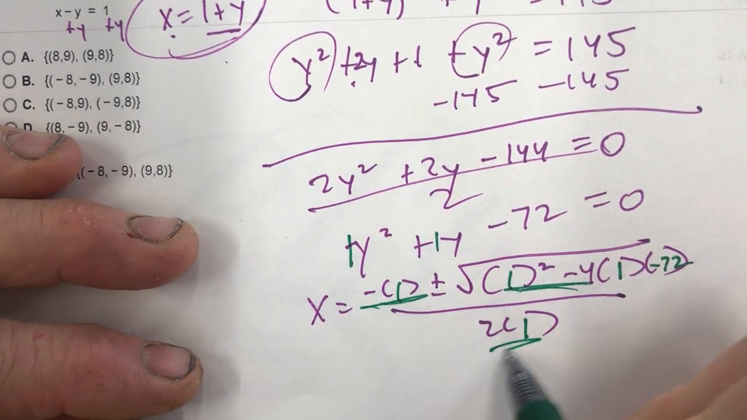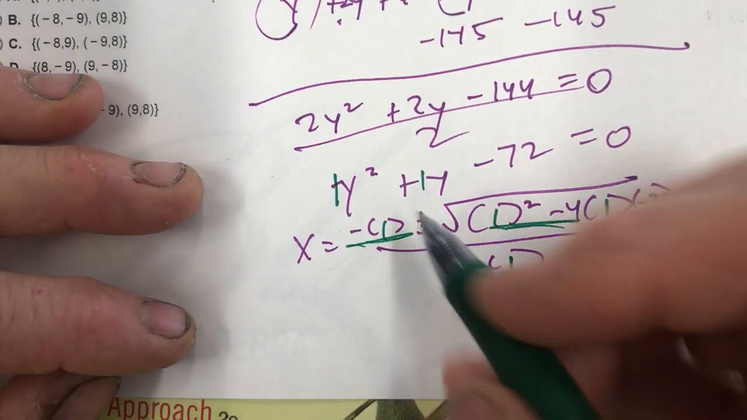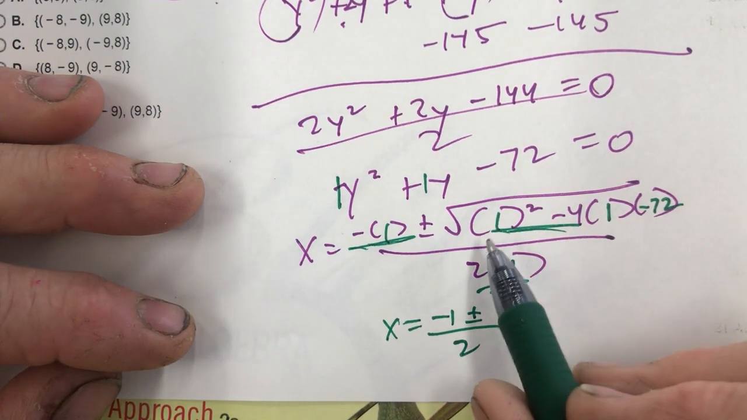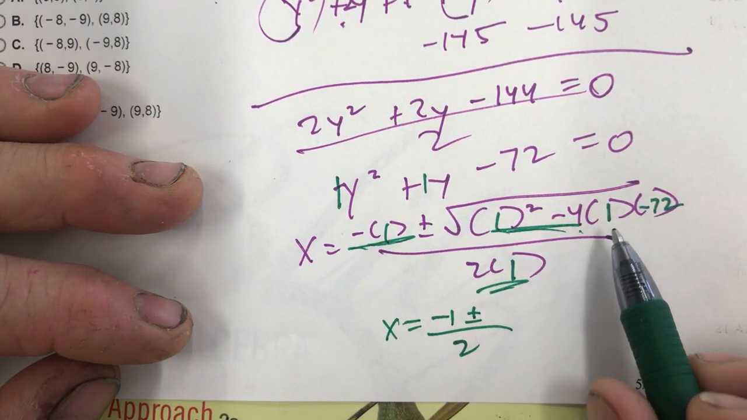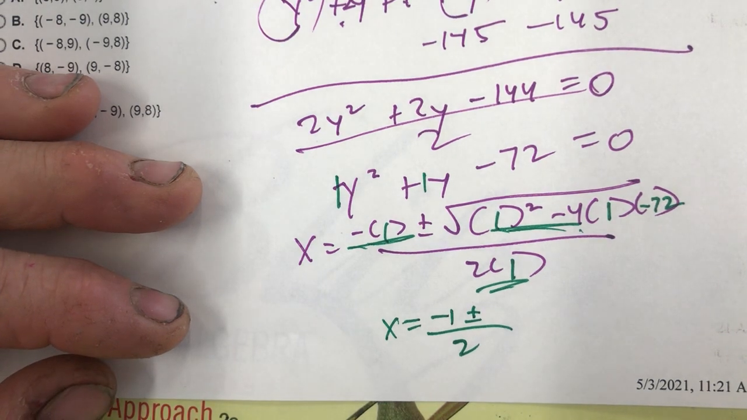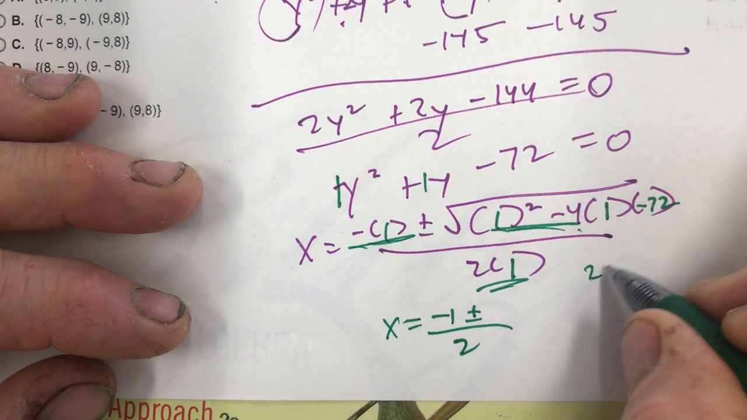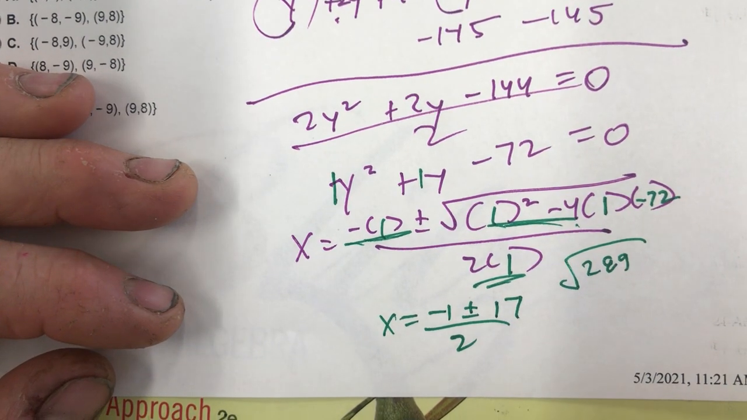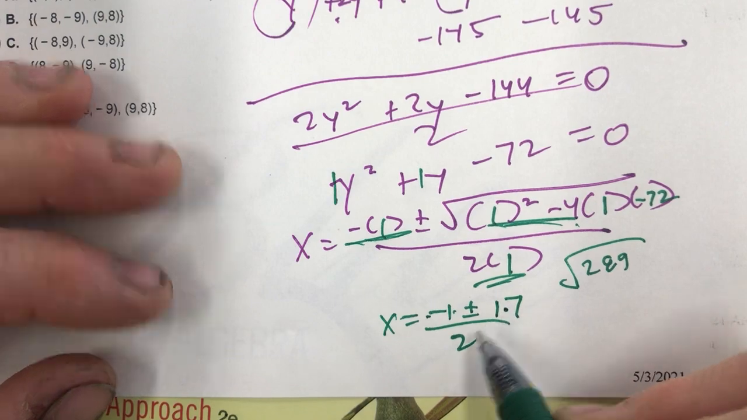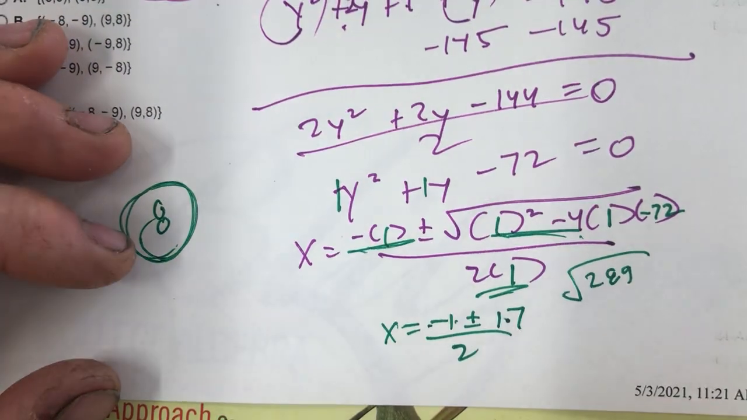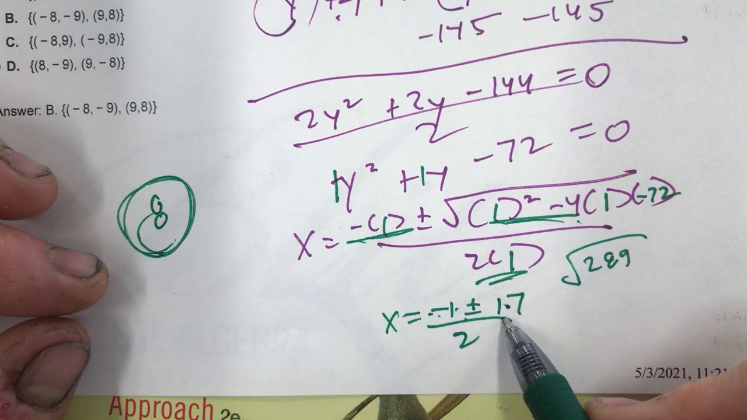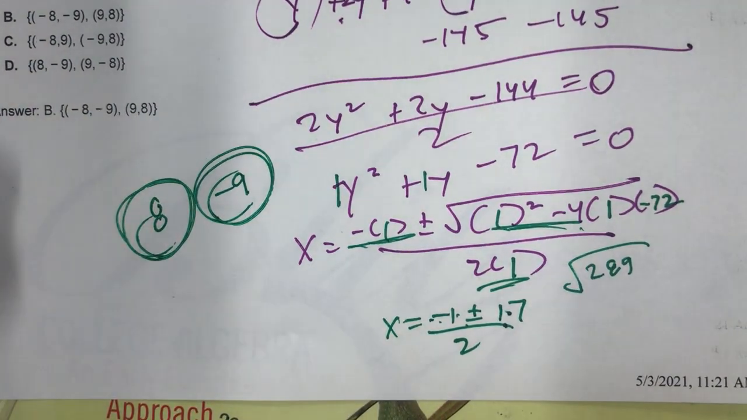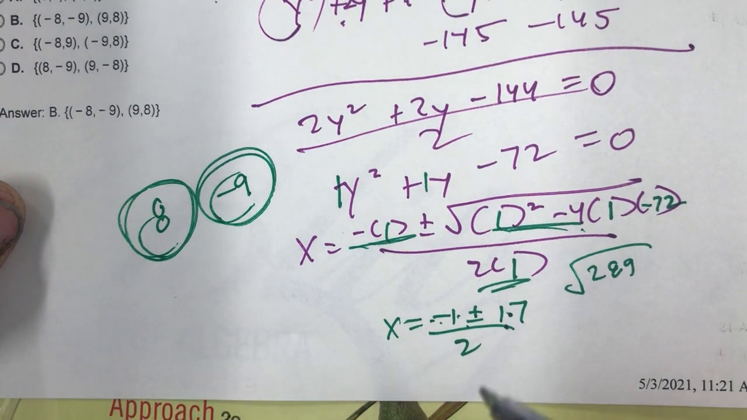I have 3 things to do at one time here. So it means I got a negative 1. 2 times 1 is a 2 down here. And then 1 minus 4 times 1 times negative 72, that's going to be 288, 289. And I got the square root of that, which is 17. All right, so negative 1 plus 17 is 16. 16 divided by 2 is 8. There's one answer. And then negative 1 minus 17 is negative 18, divided by 2 is negative 9. There's another answer. Okay, so these are my values.